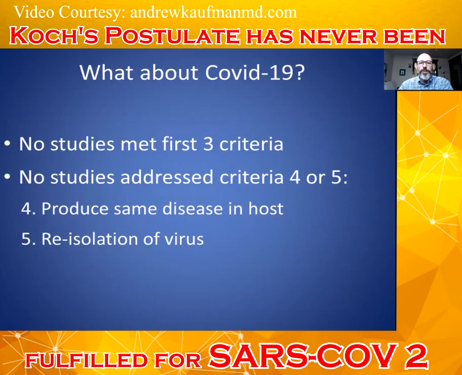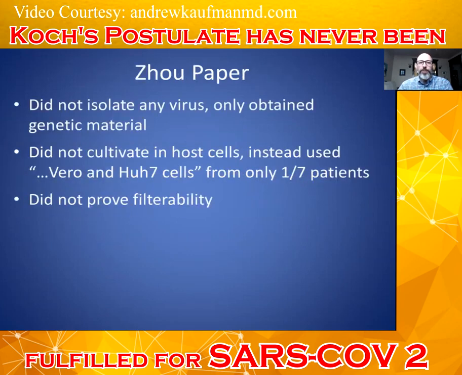So out of what I found, none of the studies met the first 3 criteria. No studies tried to address criterion 4 or 5, which is inoculating the isolated particle into a healthy host and causing the disease, or re-isolating it from that person. So this was just not done at all, not attempted. So if criterion 4 and 5 were never attempted, you can already, just from that, conclude that it has not been proven, to be fairly confident, that this is a cause of any illness. But let's look a little bit closer.